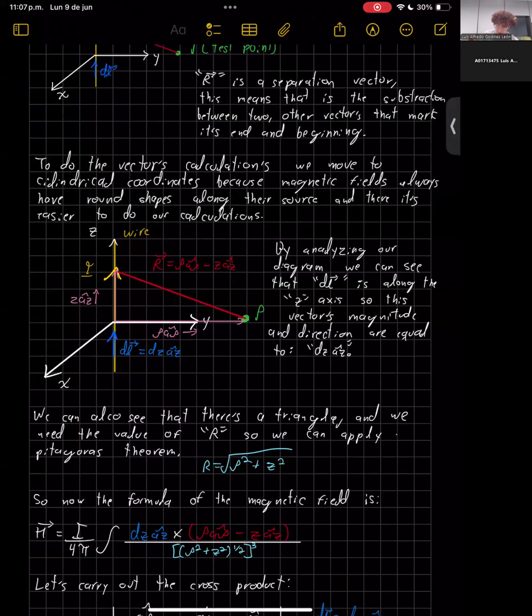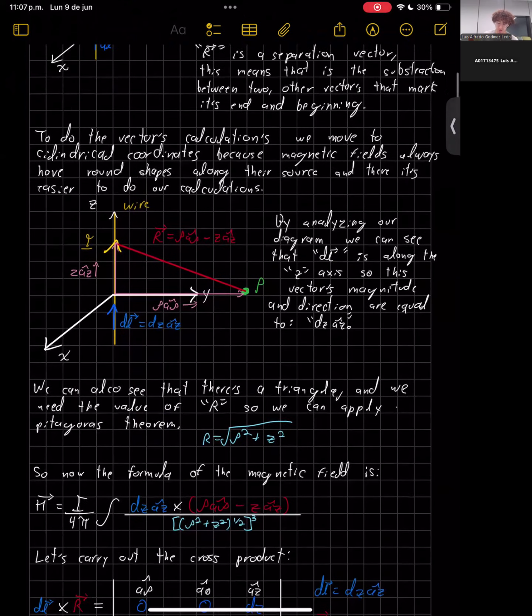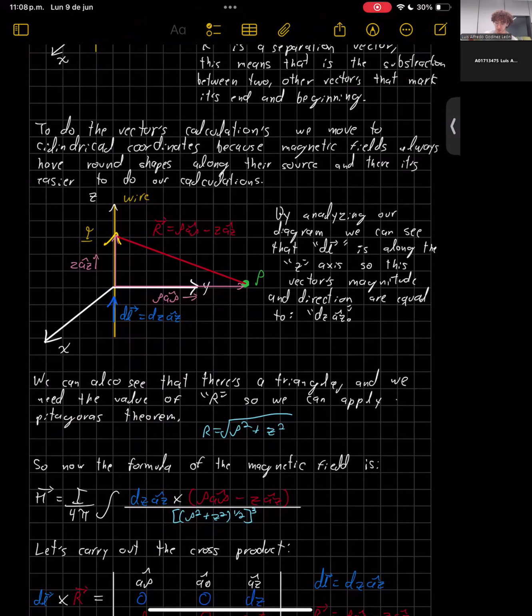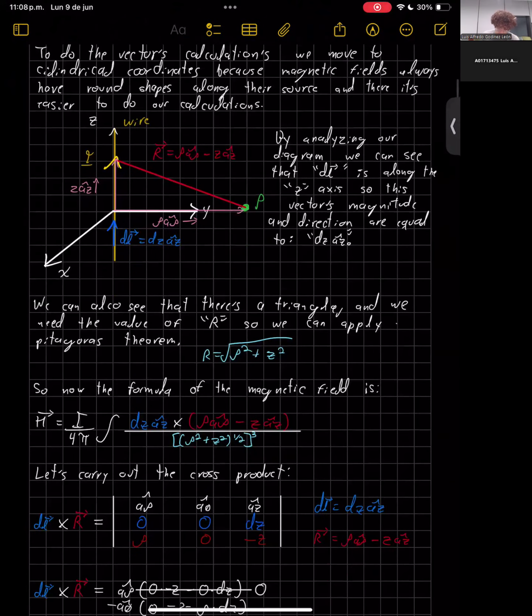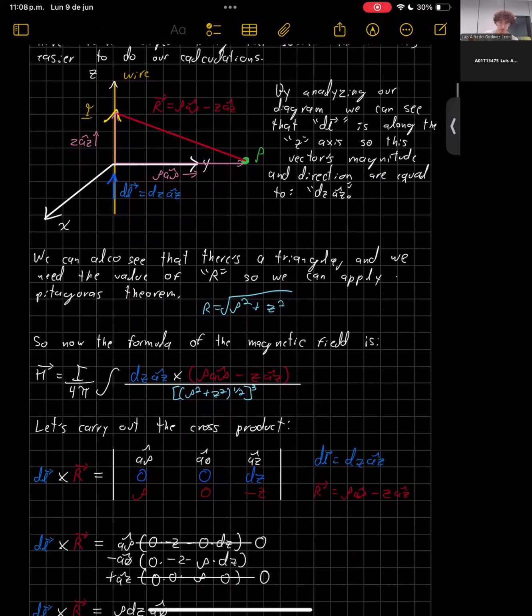Then by analyzing the diagram, we can see that the differential of line is also along the z-axis. So this vector's magnitude and direction is going to be equal to dz along z. We can also see that all these vectors form a triangular shape, and we need to calculate the value R, so we can apply the Pythagorean theorem, the one shown over there in blue.